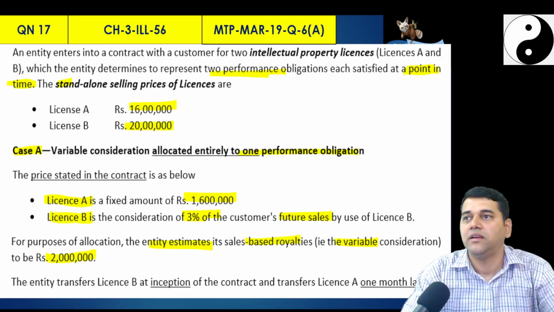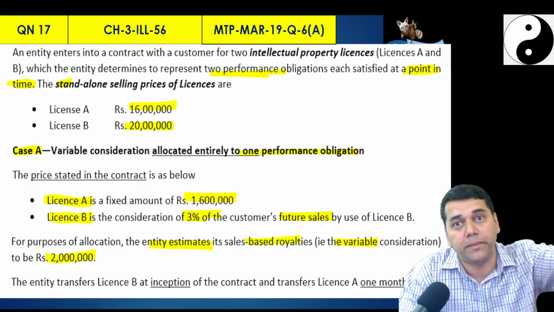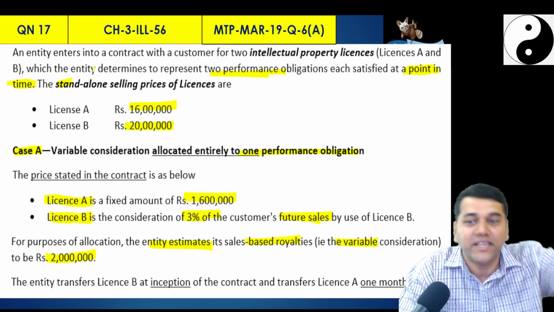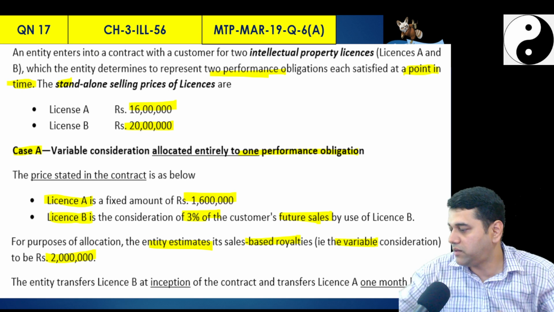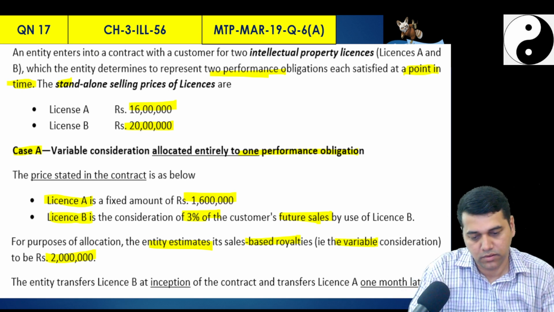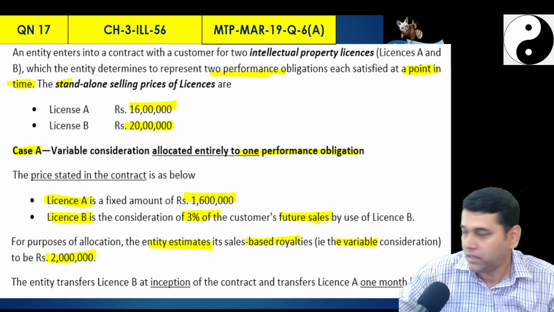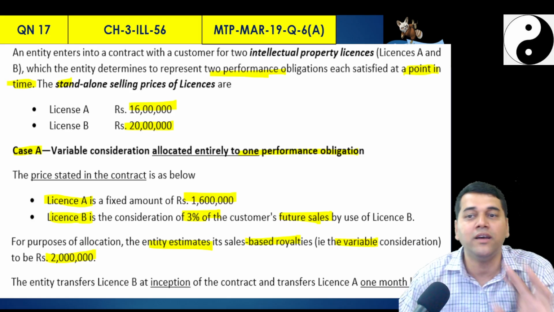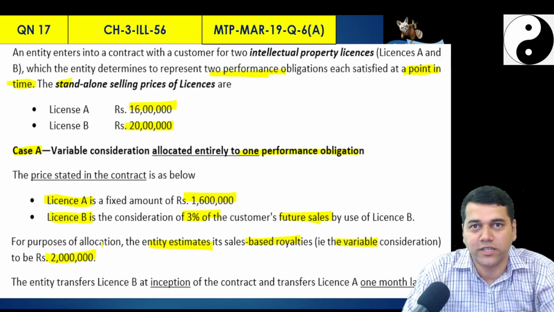Perfect. That means that is an estimate. So, you will estimate how much sale you may make of the future sale, and that future sales 3% is this 20 lakh. Future sale, how much does it come to? It is 6 crore 66 lakhs 66,667. That is the sale going to happen. Out of that, 3% that theatre owner is going to give to the producer. Finish.